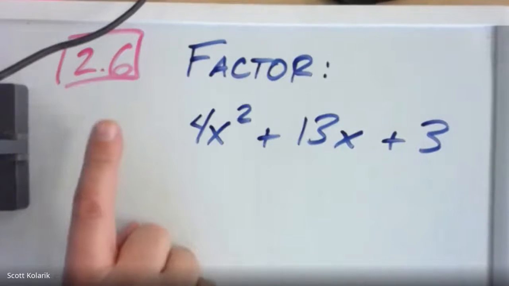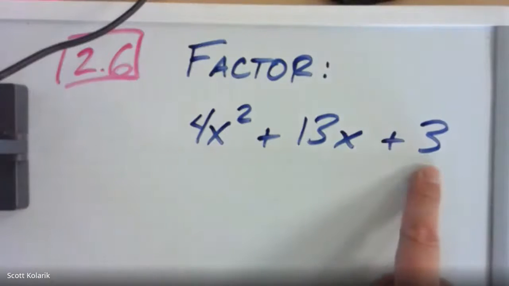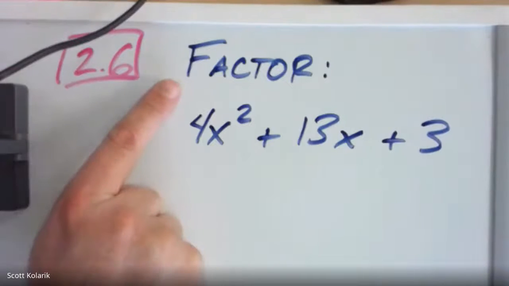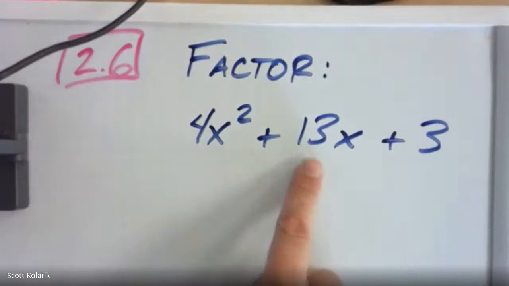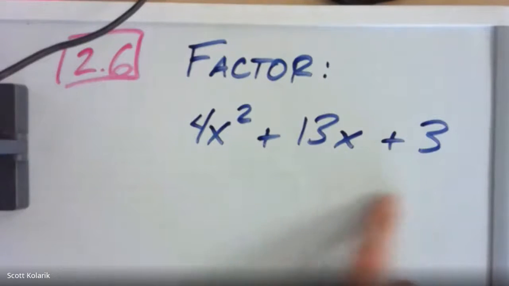So step 1, always check. When I'm asked to factor, step 1, check to see if there's a greatest common factor. So again, in your margin, if you're doing those extra notes, if I'm asked to factor, step 1, look for my GCF, my greatest common factor. I don't have one, so now I can move on to step 2.